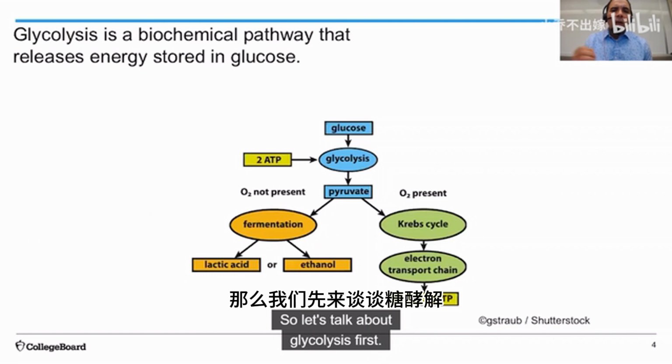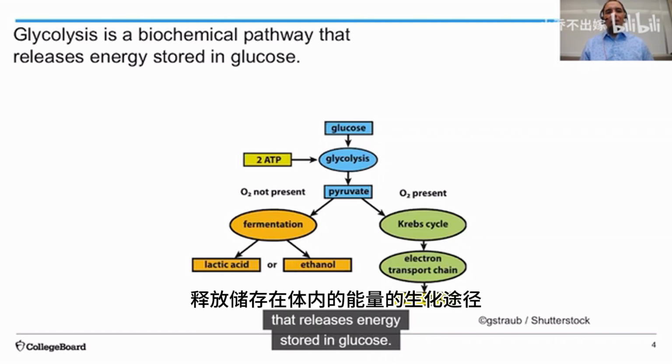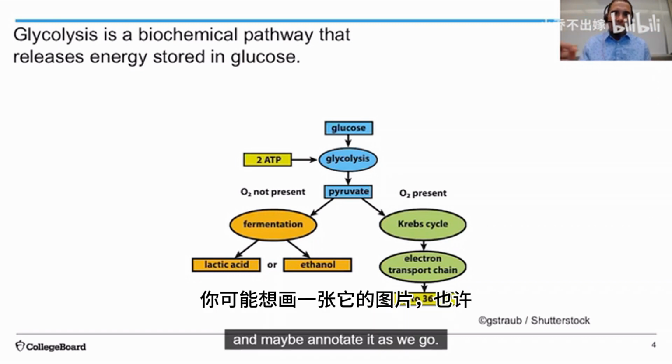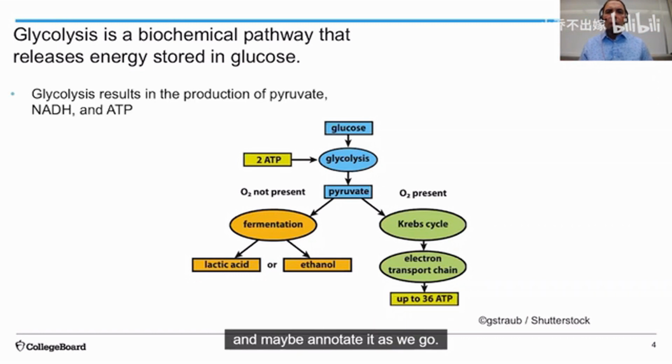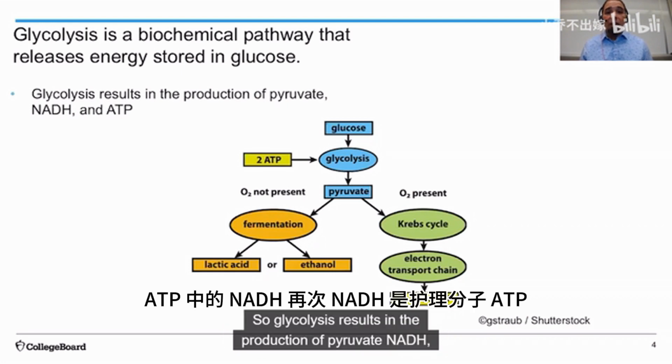So let's talk about glycolysis first. Glycolysis is a biochemical pathway that releases energy stored in glucose. So I have an image here. You may want to draw a picture of it and maybe annotate it as we go. So glycolysis results in the production of pyruvate, NADH, and ATP.